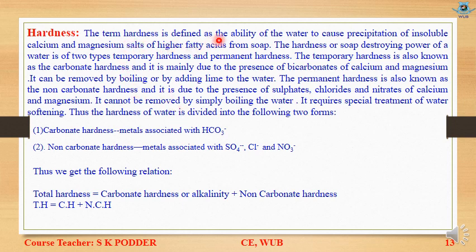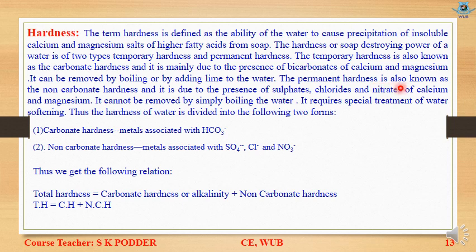The term hardness is defined as the ability of the water to cause precipitation of insoluble calcium and magnesium salt of higher fatty acid from soap. The hardness or soap-destroying power of a water is of two types: temporary hardness and permanent hardness. The temporary hardness is also known as carbonate hardness, and it is mainly due to the presence of bicarbonate of calcium and magnesium. It can be removed by boiling or by adding lime to the water.